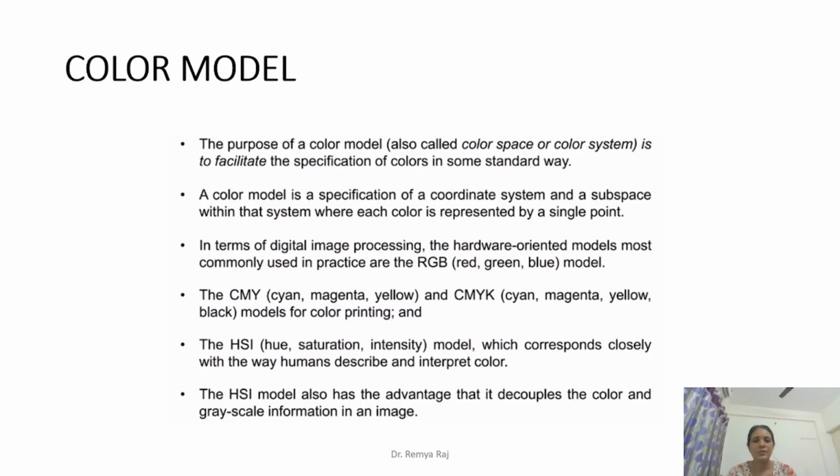In terms of digital image processing, the hardware-oriented model most commonly used in practice is the RGB model. The CMY and CMYK models, where black is also included, are used for color printing. The HSI model corresponds closely to the way humans describe or interpret color. So in a red region, how much intensity of red is there, or how much white light is added to that particular area of the image. This is all described by the human, and that is the HSI.